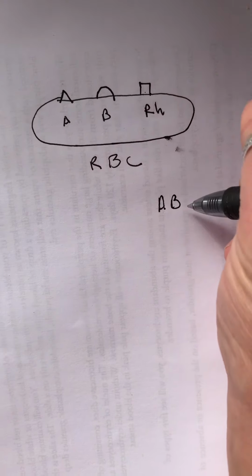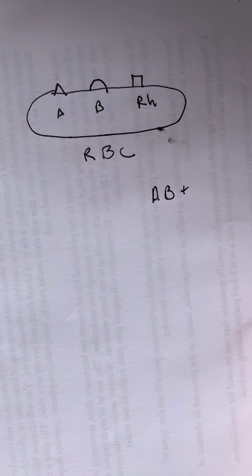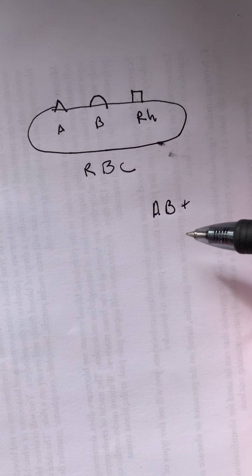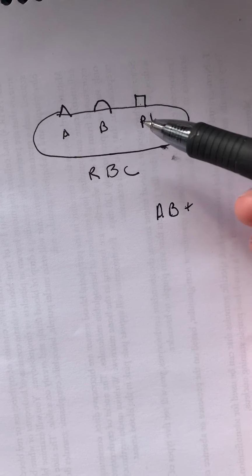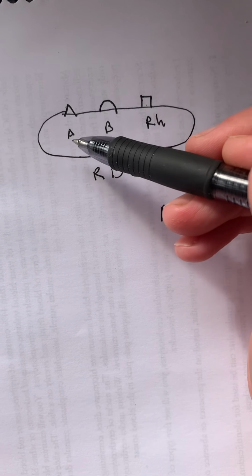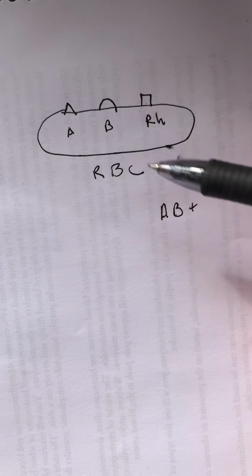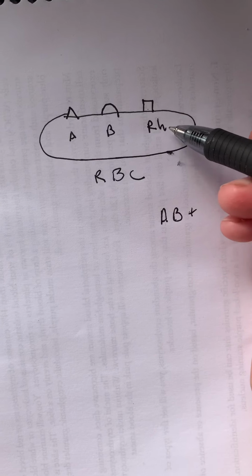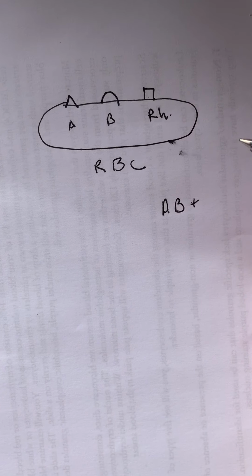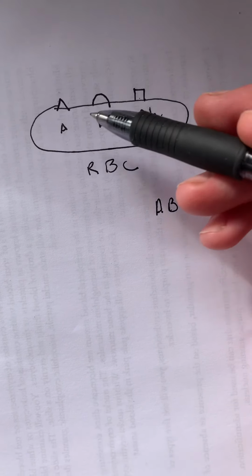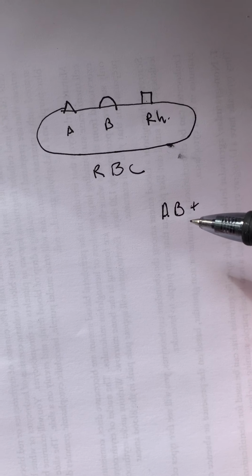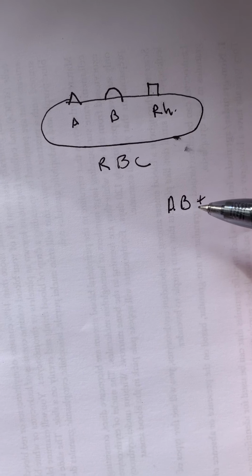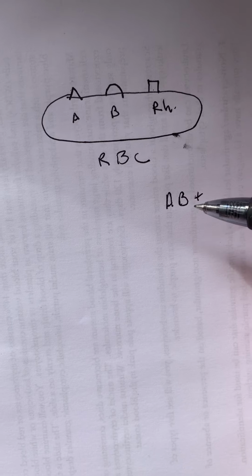A person with all three would be AB positive. If they were missing the RH, they would be AB negative. And then if they were missing an A or a B, or both the A and B, they would be O positive or O negative. So the positive or negative indicates if we have our RH antigen, and then the A and B obviously indicate if that A or B antigen is present. So if you don't have either, then it's type O.